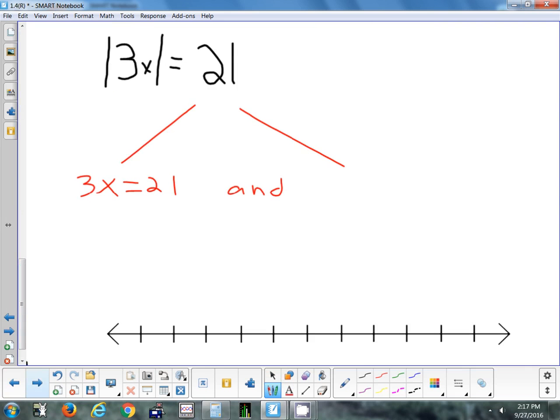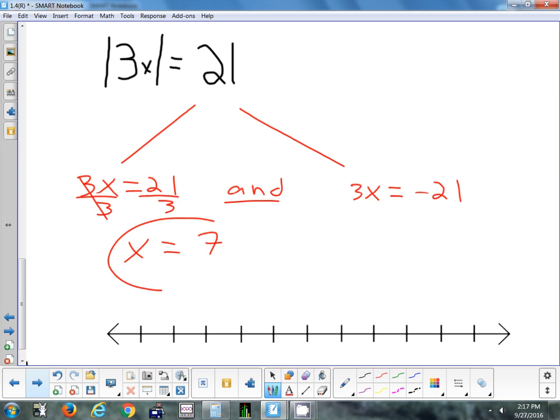And anyone else think they can give me my other equation? Brett? 3x equals negative 21. Okay, this time to solve it, you only have one step. There's one step we have to do on both of them. Someone else? Yeah, Antonio? Divide 3 by 21. Yeah, I'm going to divide both sides by 3. And you want to tell me what my first answer is? It'd be 7. Good, 7.